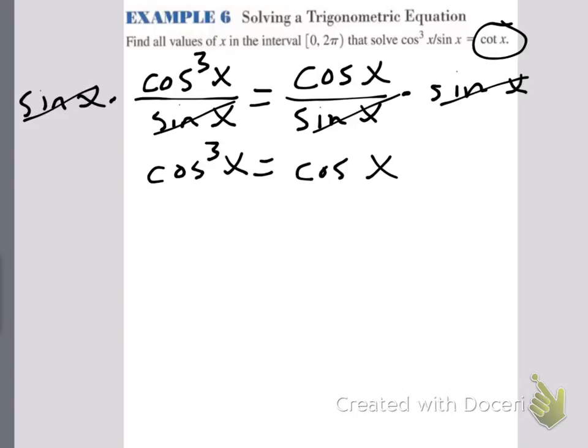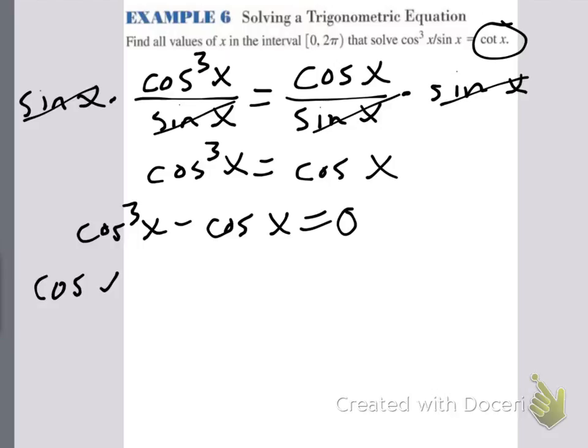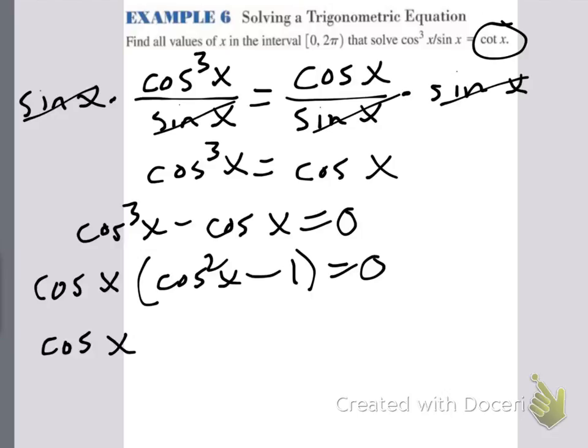Okay? Now, what I want to do is move the cosine x over and make that equal 0. Now, what can I do on the left side? I can factor out a cosine, and that leaves a 1. Now, just like any quadratic, we take each factor and set it equal to 0. So cosine x equals 0, and then cosine squared x minus 1 equals 0.